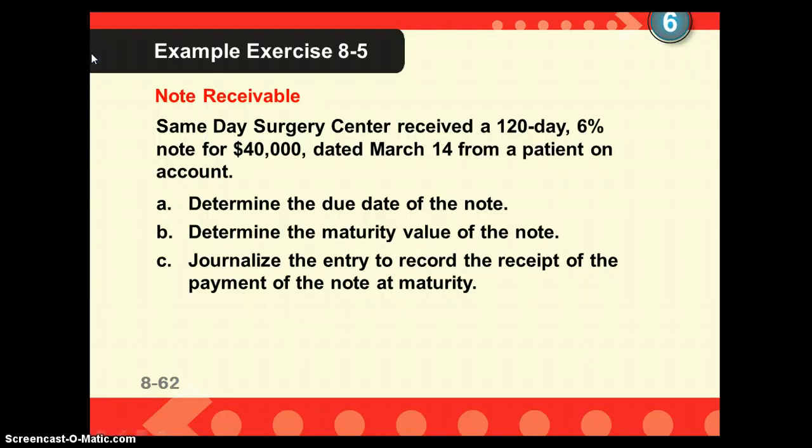Taking a look at a problem, we've got Same Day Surgery Center receiving a 120-day note, 6% for $40,000, dated March 14th from a patient on account. You need to determine the due date, the maturity value, and journalize the entry to record the receipt of that. It's very important that you try to do this. Pause and try to calculate the date.